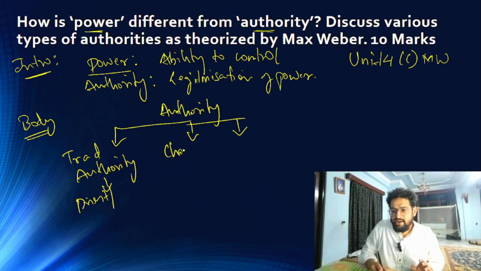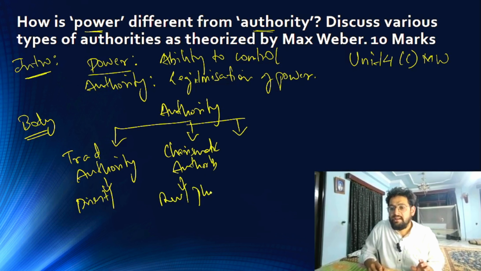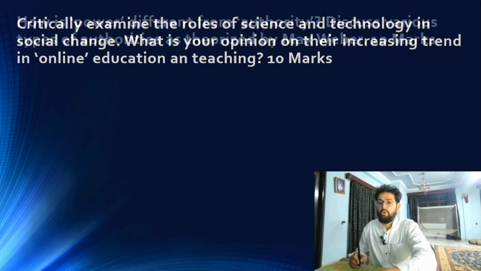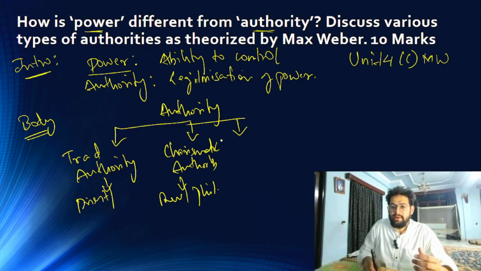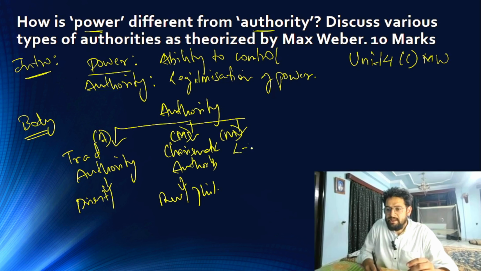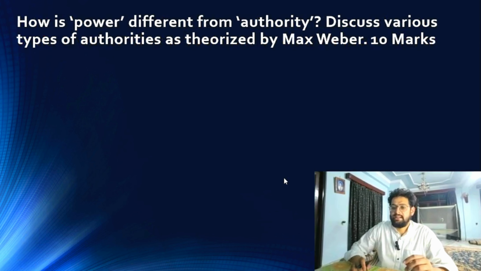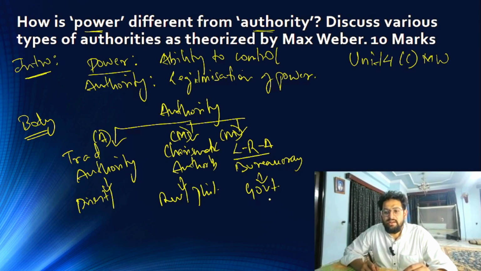The second authority that we have is charismatic authority, and who is a good example? These are basically the revolutionaries and the philosophers who tend to provide these. The ancient times had a traditional authority. The medieval times had a charismatic authority. The modern times tend to have a legal rational authority, but we give a different name for that, and that is bureaucracy. And who is that? The government is considered to be a legal rational system.